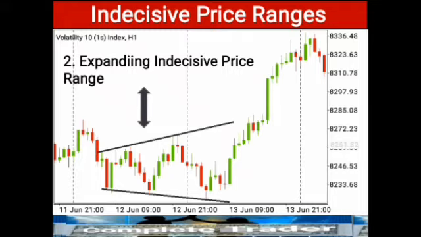We have price creating ranges and breaking the high and the low of the former range. That is indecisive in nature as well, because the market is not showing a clear direction of what it is going to be doing. So in this case, for instance, the market comes down, creates a price range here, breaks the low of the former price range, the starting point, breaks the high, comes back again to break the former low.